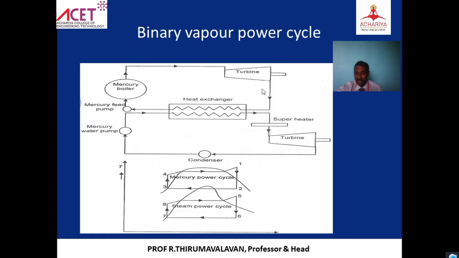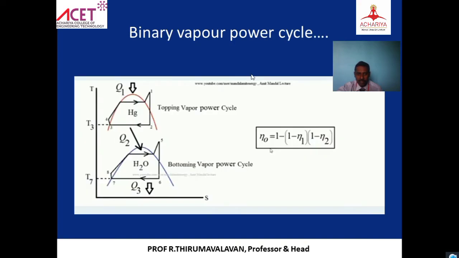Through the radiation process, and there is a conduction process, right? So that is what we call the vapor cycle. See this one, how the efficiency will be increased.